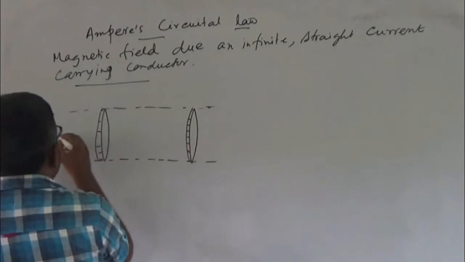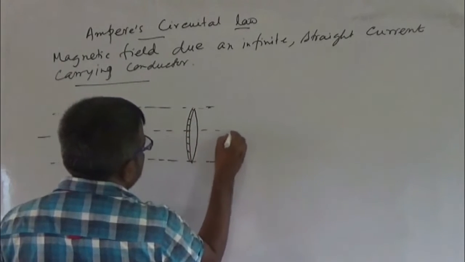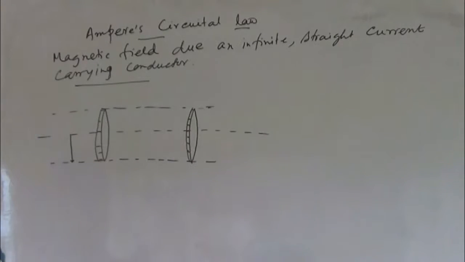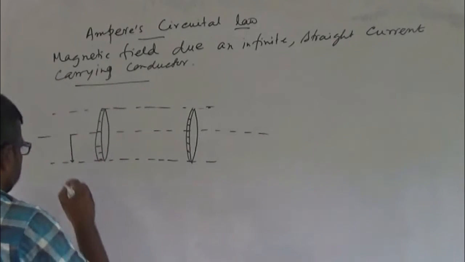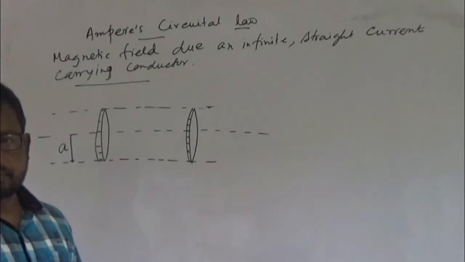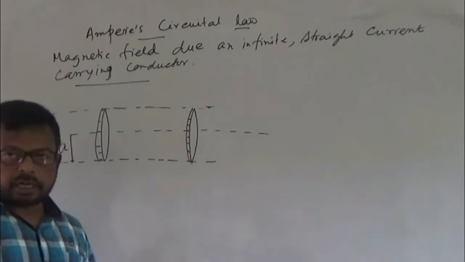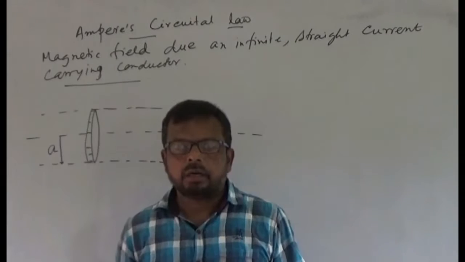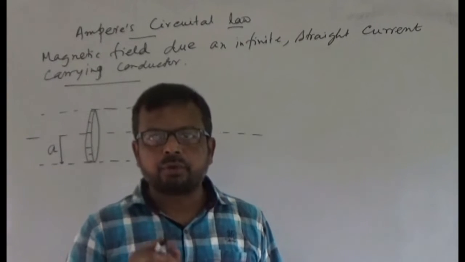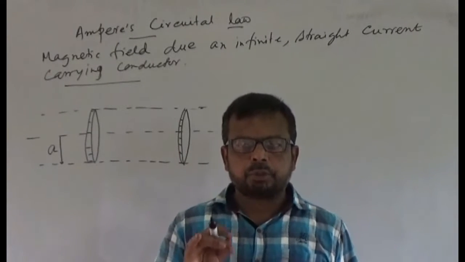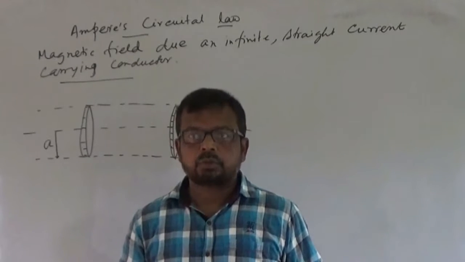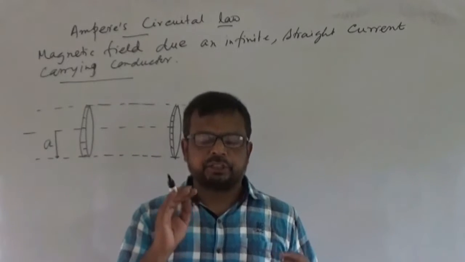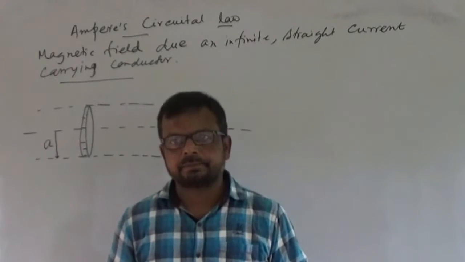This is the axis of the current carrying conductor, and the radius of this conductor is a. Now let us say a steady current I flows through it. The current produces a magnetic field. The magnetic field lines are concentric circles with the center on the axis. We have already discussed that.